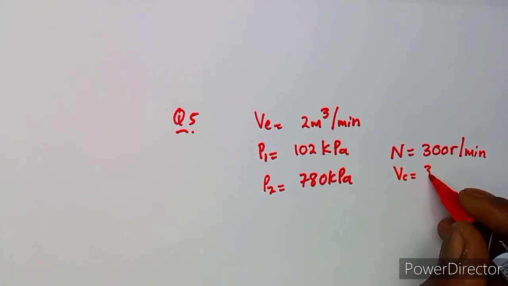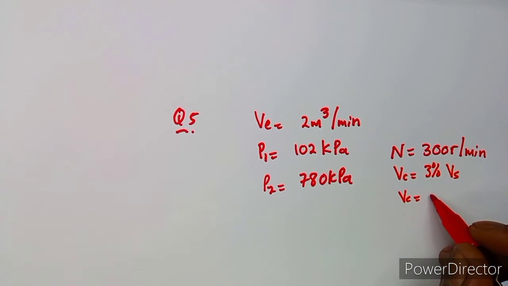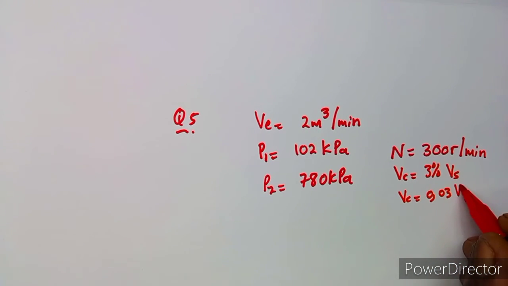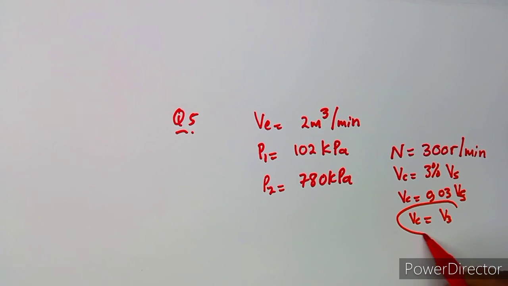VC is 3% of VS, which is 0.03 as a decimal, of which we know that VC is equal to V3. These two, the clearance volume is equal to V3, so you can use this in place of V3. Something like that.